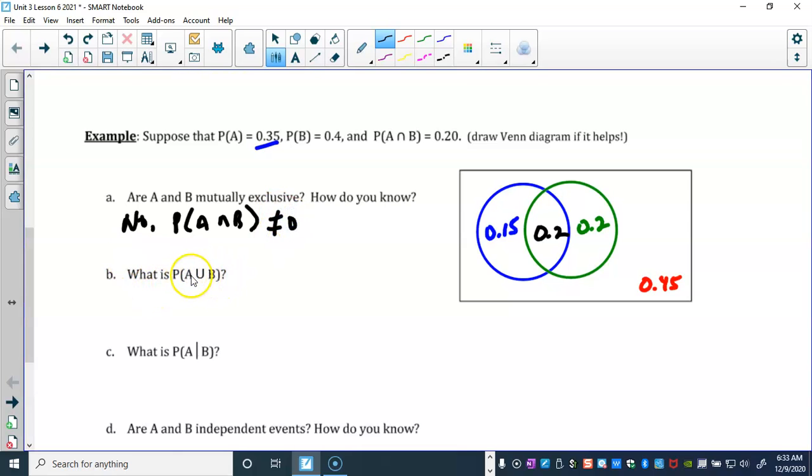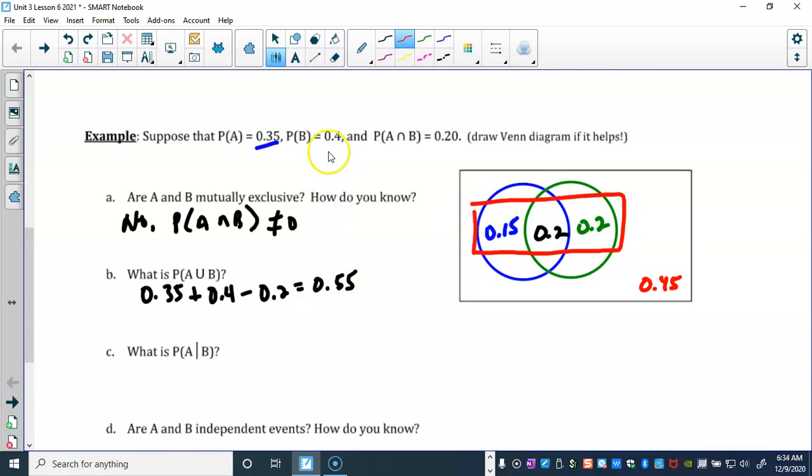What's the probability of A or B? So we're going to use our addition rule. So 0.35 plus 0.4 minus 0.2 equals 0.55. So if I add all three of those up, that's what we're going to get as well.